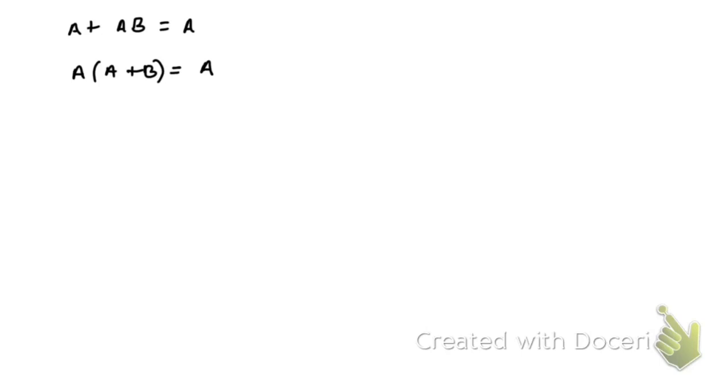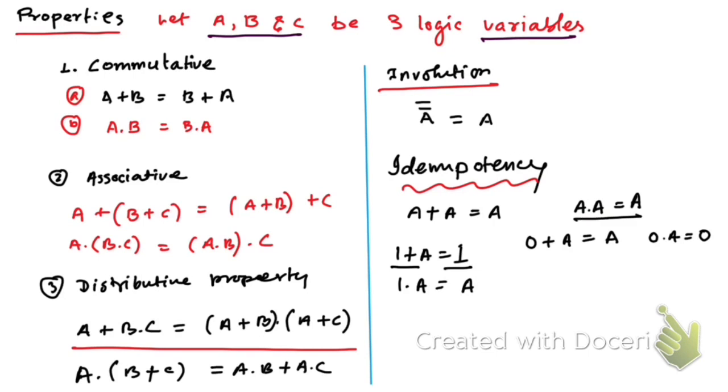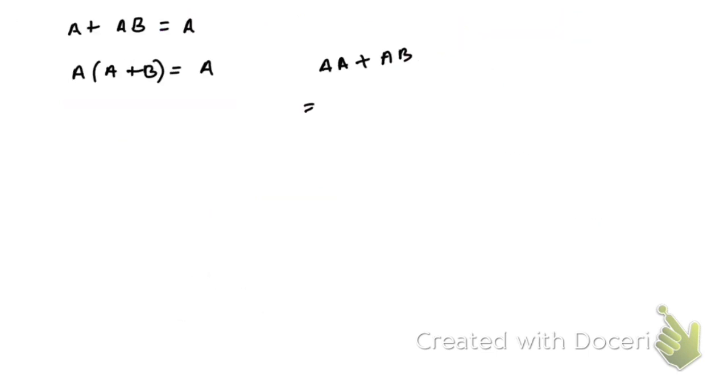How is it going to be A? Let me tell you. A dot A plus A dot B, here you're going to have, and A into A, we have already got that here. A dot A is A, so that's why this is going to be equal to A plus A dot B, right? And according to this property, this is going to be equal to A, right? So that's why we have got A into A plus B, that is A. So hope you have understood this.